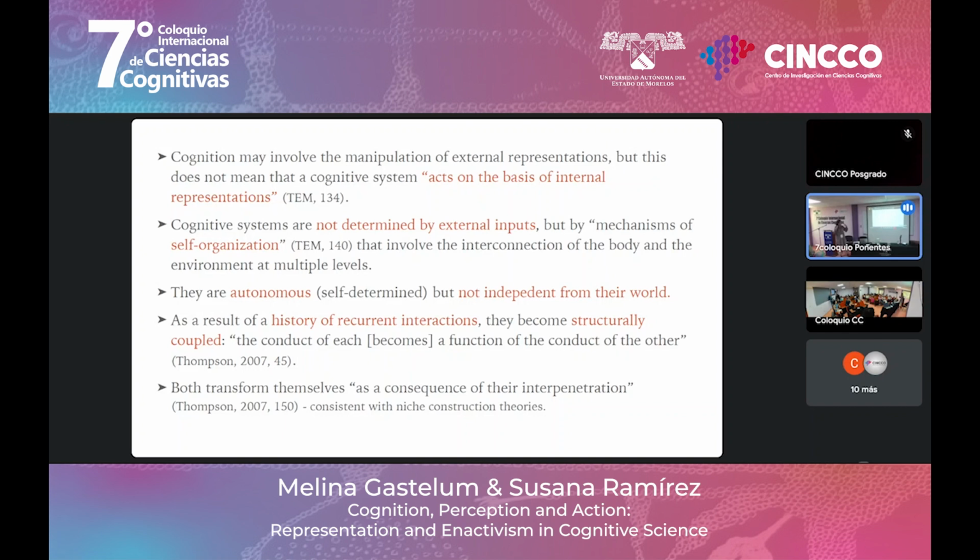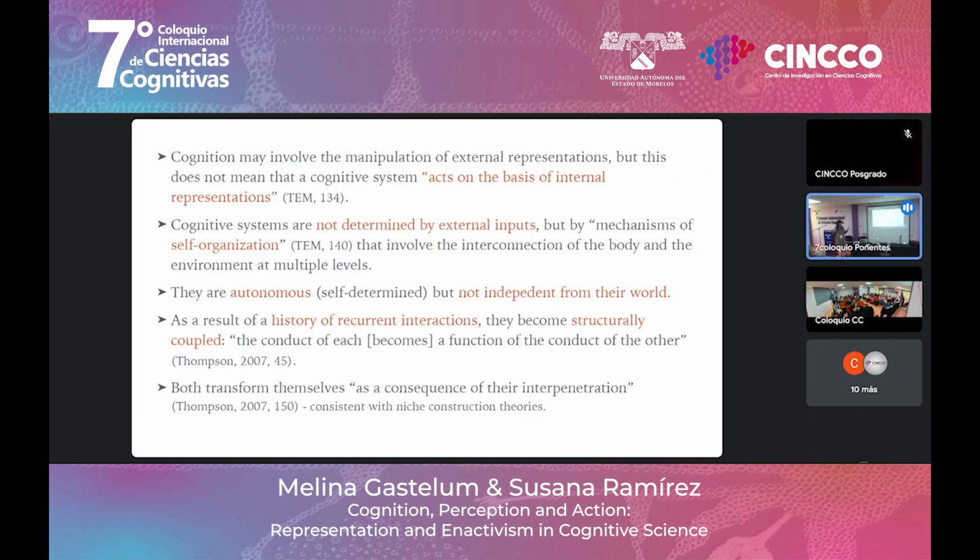But they are determined by self-organization that includes, because our unit of analysis is an organism in a world, so they are not independent of the world. And this mechanism of self-organization involves the interconnection of the body and the environment at multiple levels, as Melina said. So cognitive systems are autonomous. They give themselves their own norms at different levels, but this does not mean that they are independent from their world.